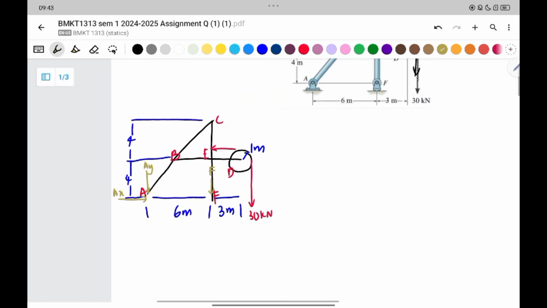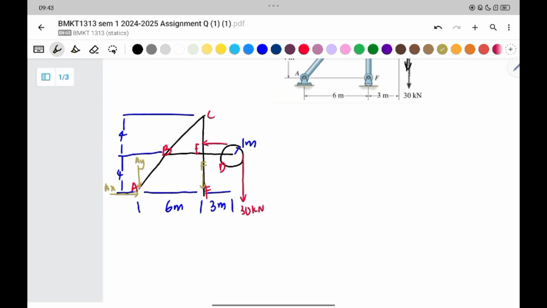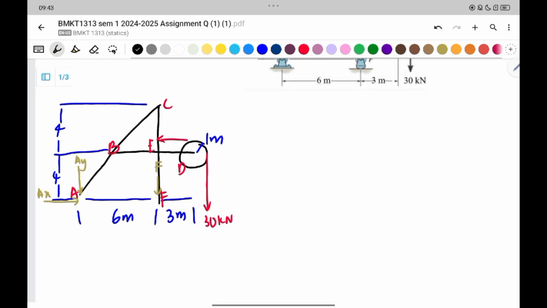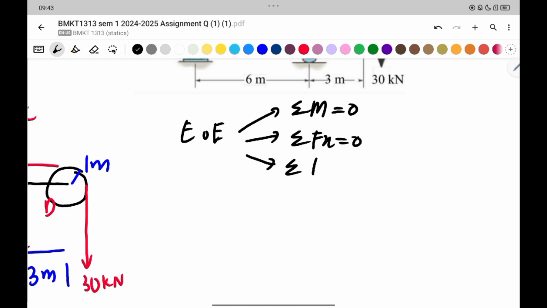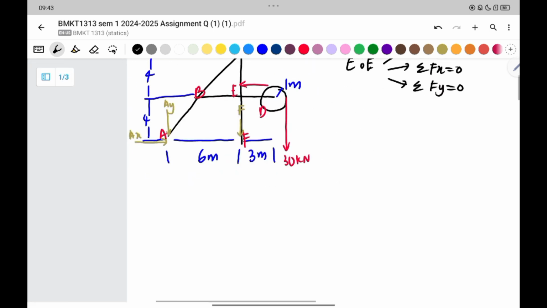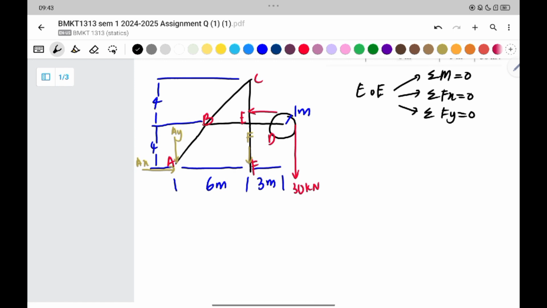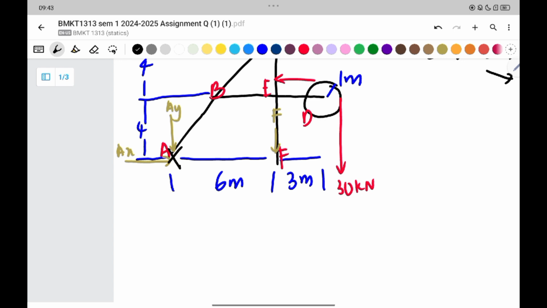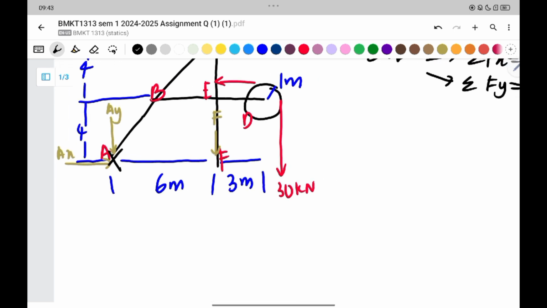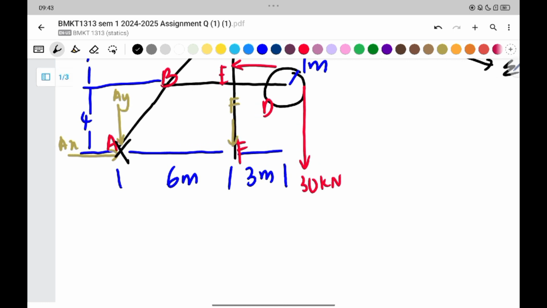Okay, so from here, we can derive the answer for AX, AY, and F using the equations of equilibrium, which are the sum of moments equal to 0, the sum of Fx equal to 0, and the sum of Fy equal to 0. The moment point that we will take is at point A, because point A has two directions, while point F has one direction. So it's better for us to take the moment at the point that has a lot of directions.